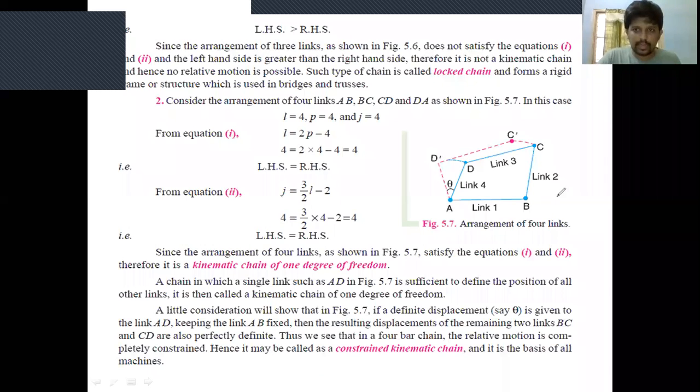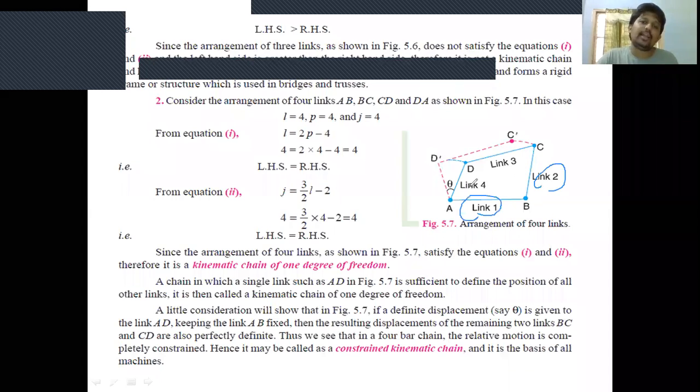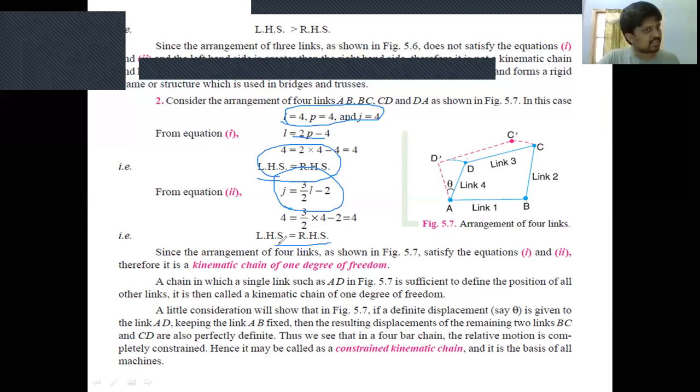Link 1, link 2, link 3, and link 4. You have 4 links here: AB, BC, CD, and DA, right? The same way you have 4 pairs. So this is a pair, this is a pair, this is a pair, and this is a pair. The same way you have 4 joints. A is a joint, B is a joint, C is a joint, and D is a joint. You have 4 links, 4 pairs, and 4 joints. Substitute in the equation, calculate it. You have LHS is equal to RHS. Substitute in the equation with the joints. You have LHS is equal to RHS, right?